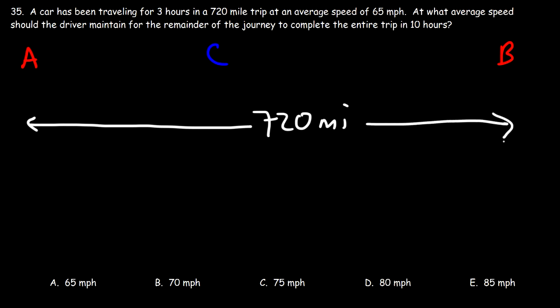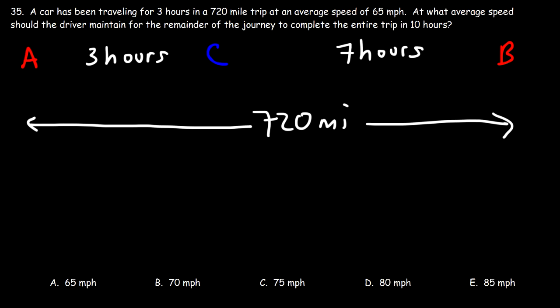Now, we also know the total time for the entire trip is 10 hours. So the time it takes for him to go from point A to point C, the first part of the trip, that's 3 hours. And to go from point C to point B, the second part, has to be 10 minus 3, which is 7 hours. So how can we determine the average speed for the second part of the trip?